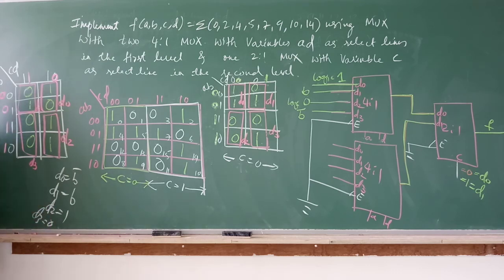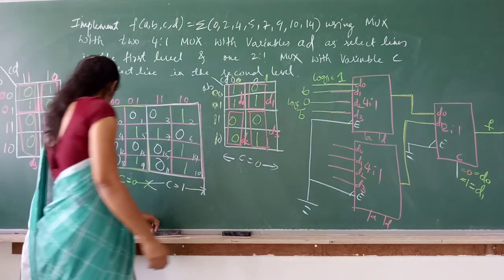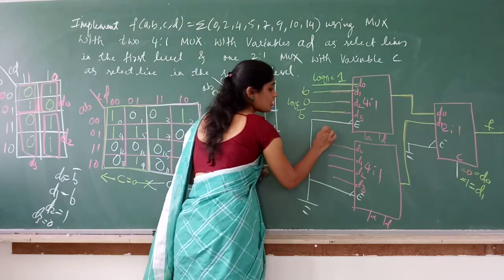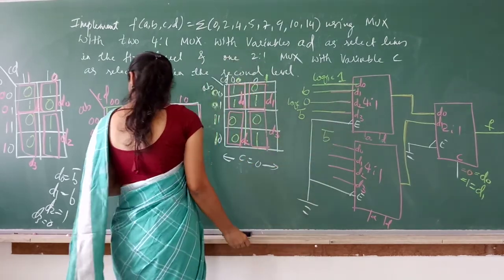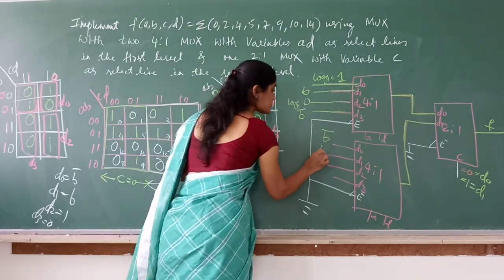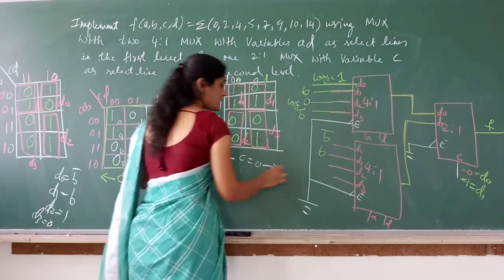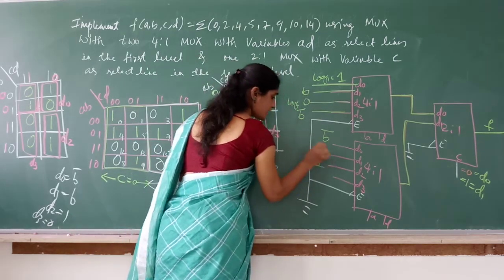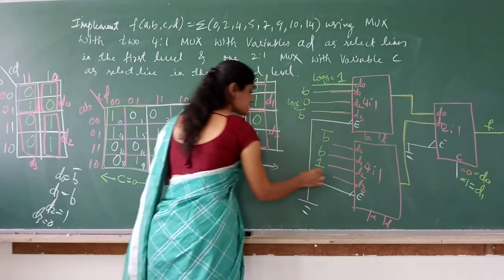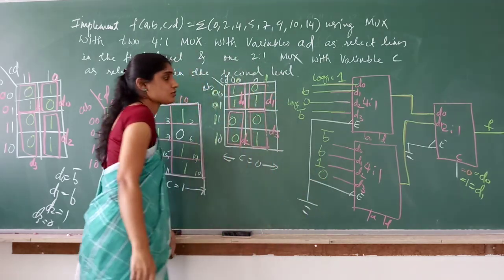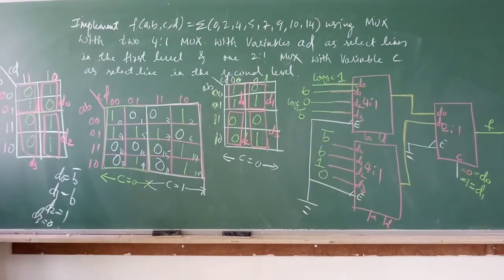So what is D0? D0 is B bar. D1 is B. D2 is 1, so logic 1. D3 is what? 0. So connect this to logic 0. So this is how you implement it depending on the given conditions.